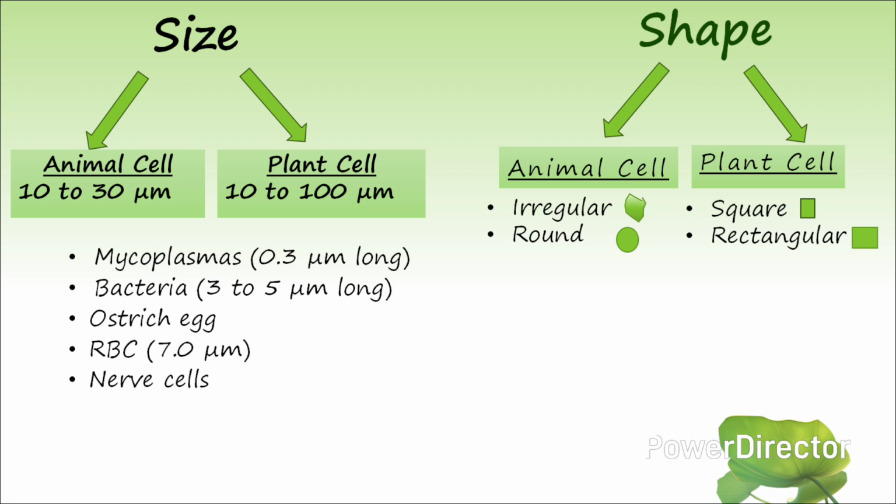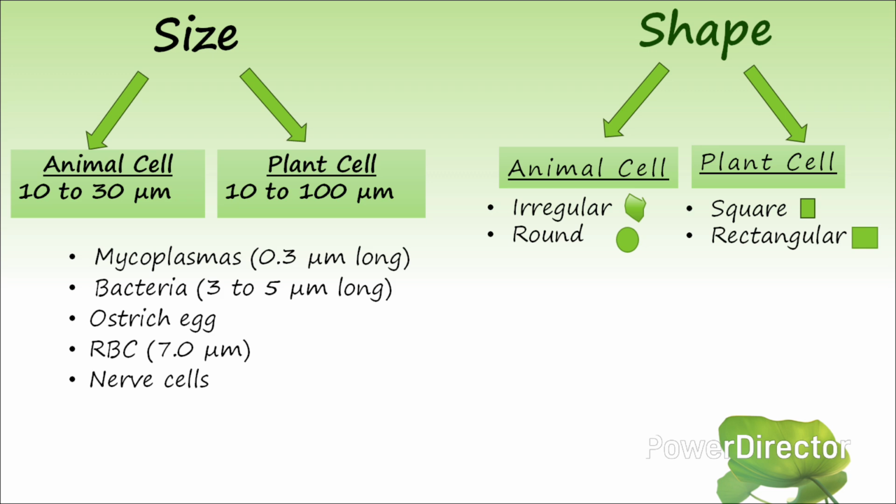The largest isolated single cell is the egg of an ostrich. Among multicellular organisms, human red blood cells are about 7 micrometer in diameter. Nerve cells are some of the longest cells. Next is shape. Cells also vary greatly in their shape. This is due to the function the cell shape performs. The shape of an animal cell is irregular or round, whereas plant cell typically appear square or rectangular shape.